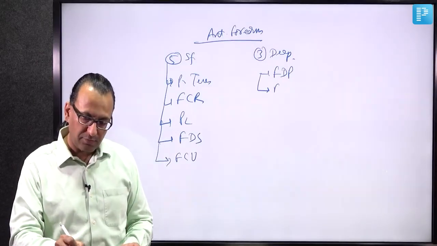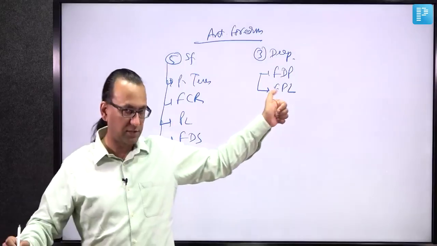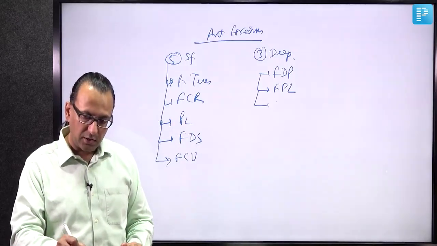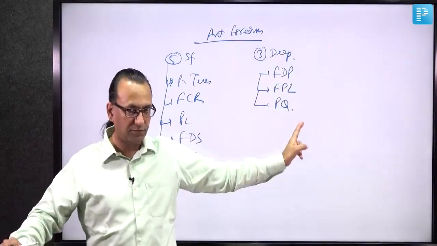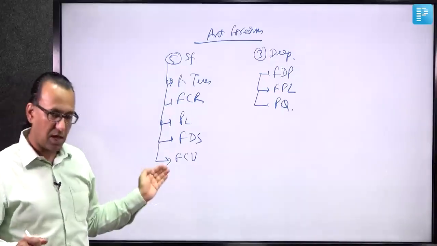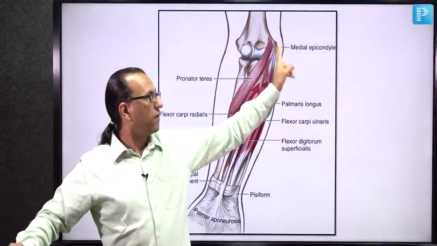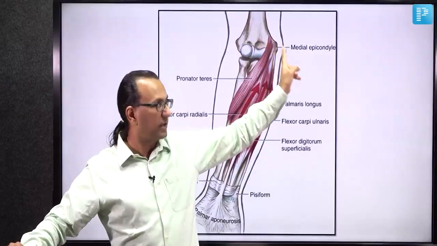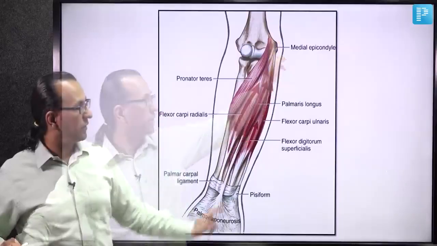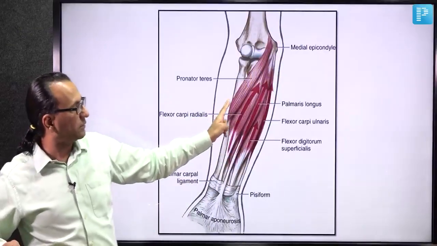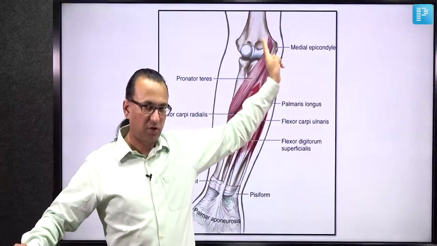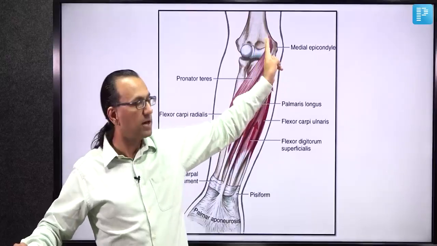Then you will also have the flexor pollicis longus for flexing the thumb, and then there is a deep muscle, pronator quadratus. Let us first look at the superficial 5 muscles now. As you will see, they are coming from the anterior aspect of the medial epicondyle, which is the common flexor origin. The very first muscle we talk about is pronator teres, which takes origin from the common flexor origin, the anterior aspect of the medial epicondyle.